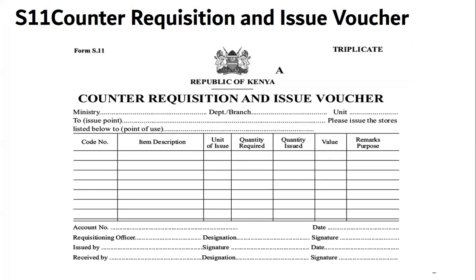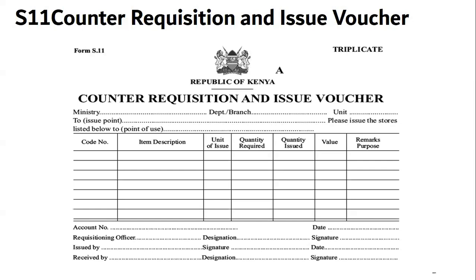Why do we call it S11, and the other term, counter requisition and issue voucher? It looks like this. So there's the ministry, department or branch, the unit, the issue point if it is the main store, point of use if it is pharmacy or lab. This we mainly use from the main store to the subsidiaries or from one facility to another.